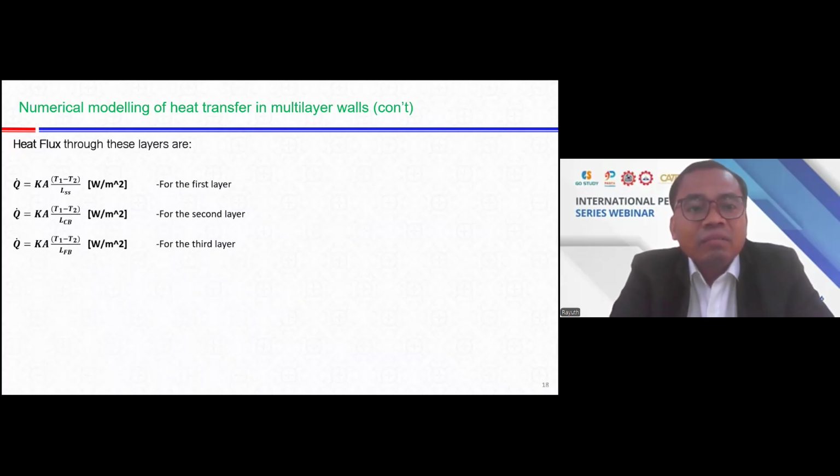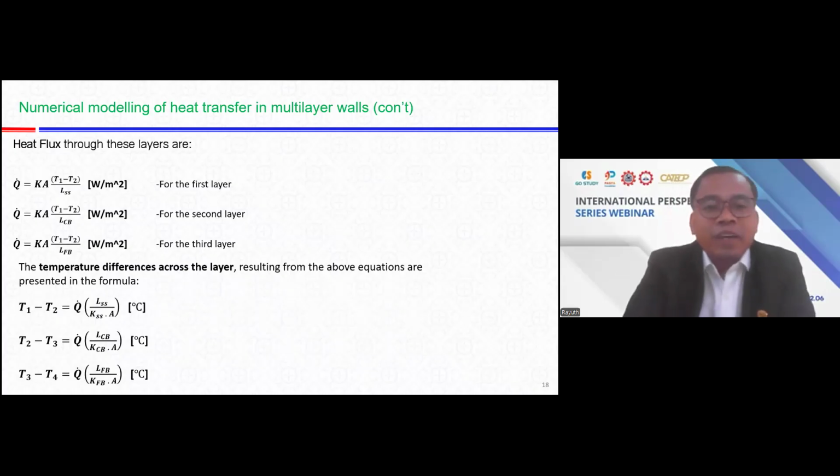We can also find the heat flux in each layer. For layer 1, the formula is Q dot equals K multiplied by A, times T1 minus T2, divided by the thickness of the layer. The second layer is the same, and the third layer as well. So as mentioned, the heat flux unit is watt per square meter.